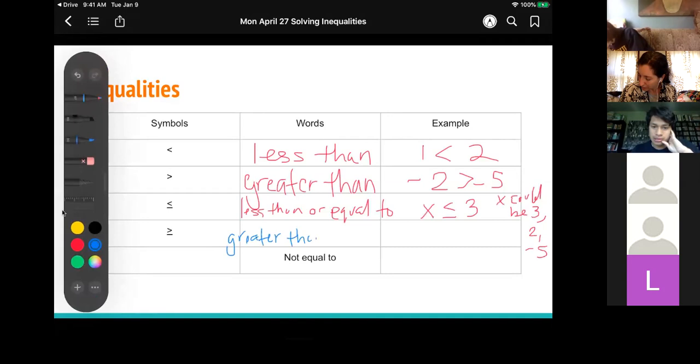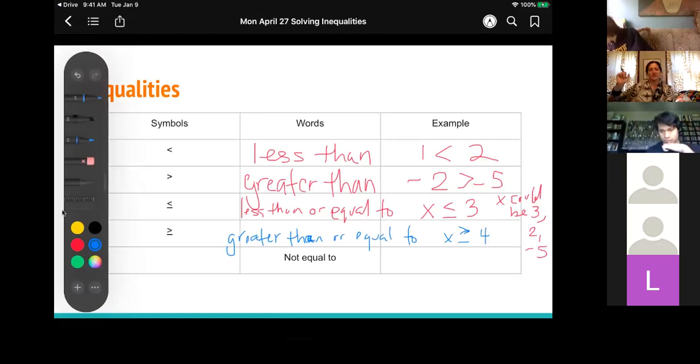All right, and then we got the next one, which is greater than or equal to. In that case, x could be 4, x could be 5, x could be 4.5.